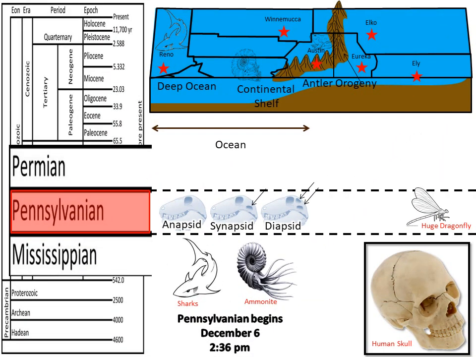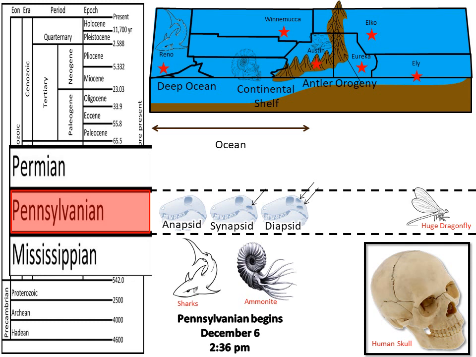It is now December 6th at 2:36 p.m., and we are here at the beginning of the Pennsylvanian. An extinction event in the Pennsylvanian caused collapse of large areas of rainforests and devastated the amphibians. This extinction event, coupled with a few evolutionary advancements, would open up niches for the next major groups of organisms.